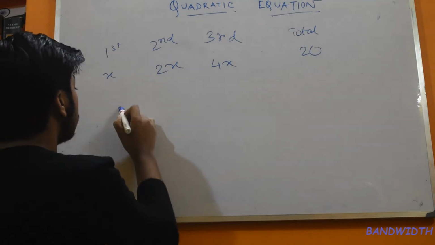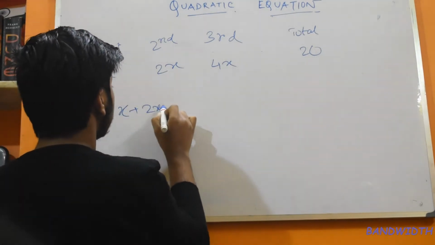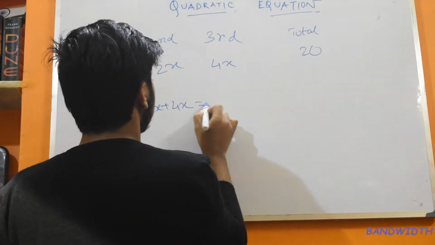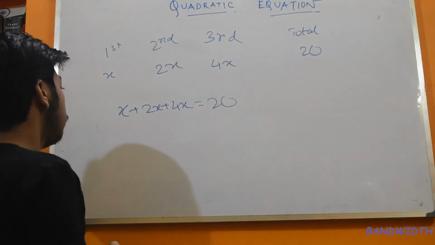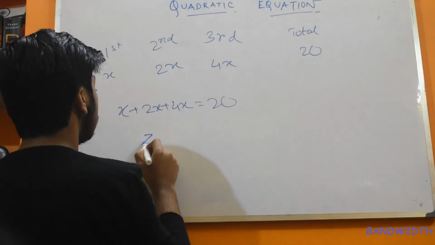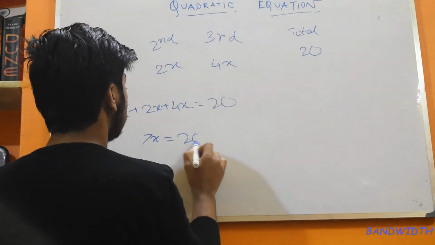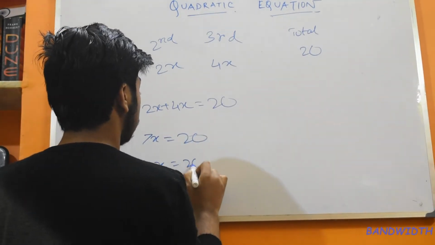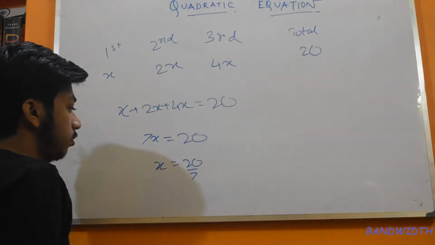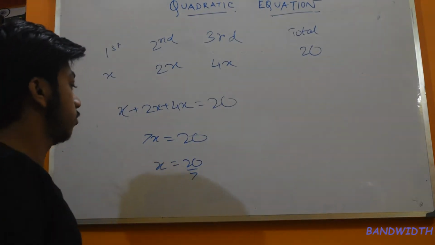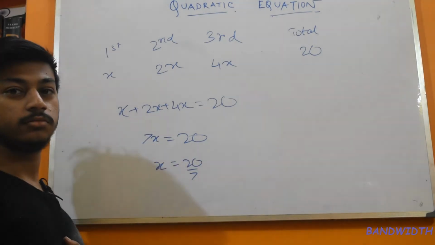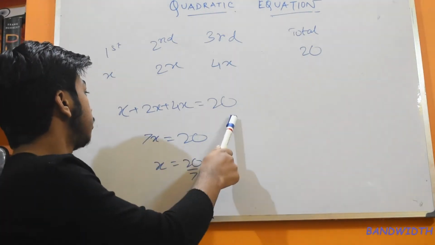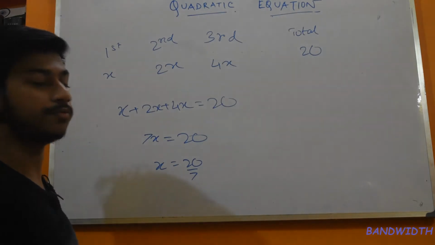So that means x plus 2x plus 4x is equal to 20, right? All the apples that you guys have. What is this? Now what is this? You're right. This is an equation. A simple equation.